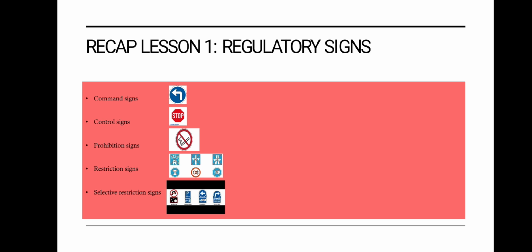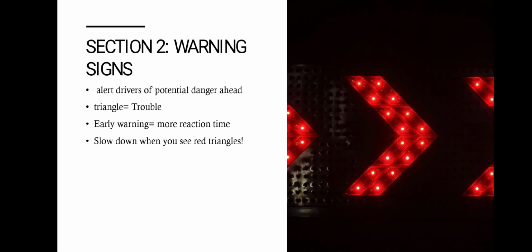But today we enter into a softer but also powerful category, the road's early warning system. With the recap out of the way, we may now begin with the warning system. Warning signs exist to alert you as a driver about potential danger ahead. The key formula for this section is that a triangle equals trouble ahead. When you see a red triangle, your reaction should be automatic: relax on the accelerator, focus on the road, and look ahead for what's coming.